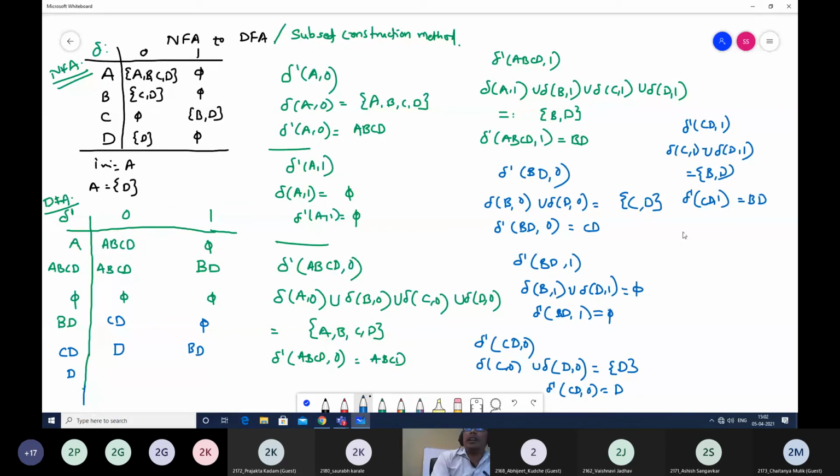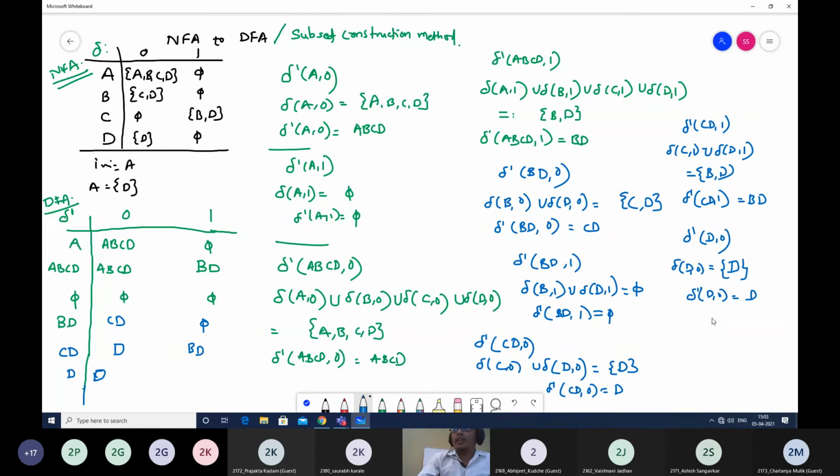So we are calculating now delta dash of D comma 0. For that I'll refer delta of D comma 0. Delta of D comma 0 is phi. Sorry, it is not phi, it is D. Wait, there is a mistake. This is D. Delta of D comma 0 is D. So delta dash of D comma 0 is also D, and that's why this answer will also be equal to D.